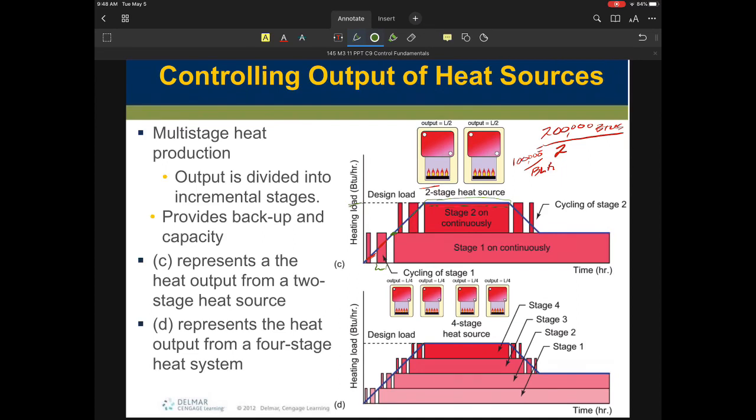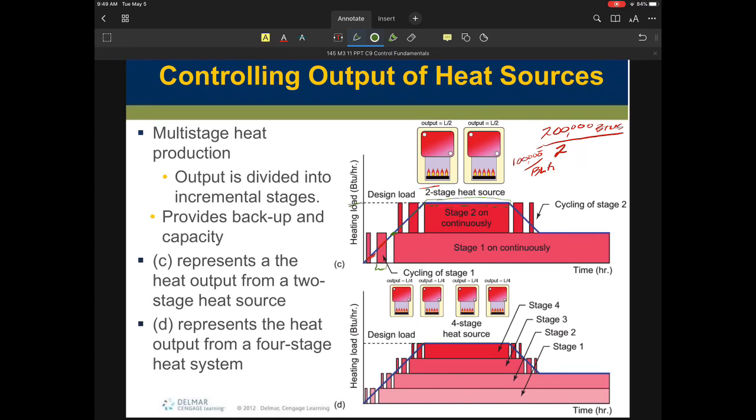Now, the nice thing about this is the fact that you can actually have some backup a little bit. So if one of those boilers goes down, you can always switch it over to the other one. So that's actually a pretty good little setup on there. Very common to see that happen.